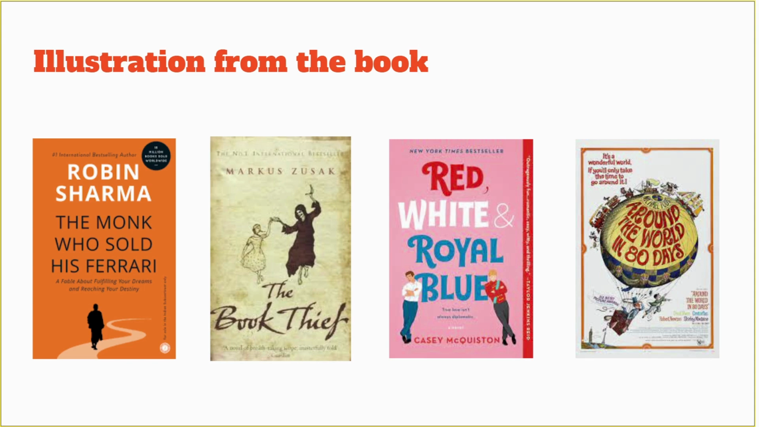In the first book you can see The Monk Who Sold His Ferrari. You can see the illustration of a monk walking on the road. The second image is The Book Thief. You are seeing two characters which are from inside this book. Then in the third, similarly, and also in the fourth, Around the World in 80 Days, you have an illustration which is from the book itself, from the story itself. So these are the book covers which have illustration from the book.